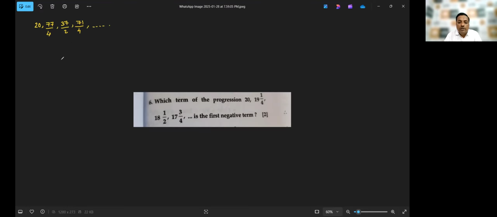So which term of this progression is given, and we have to find out which first term is negative. We have not been given any other clue, but we have a, that is 20. OK.